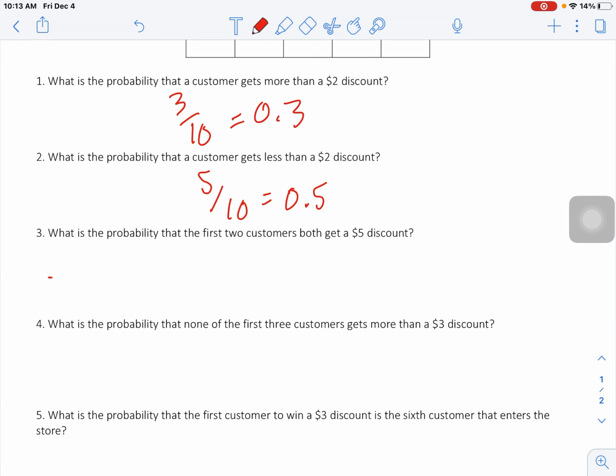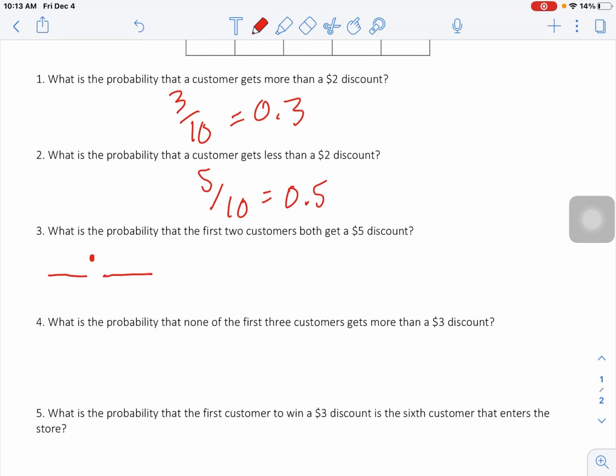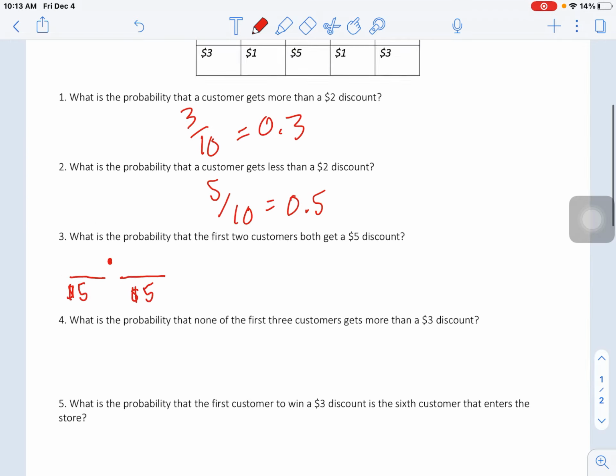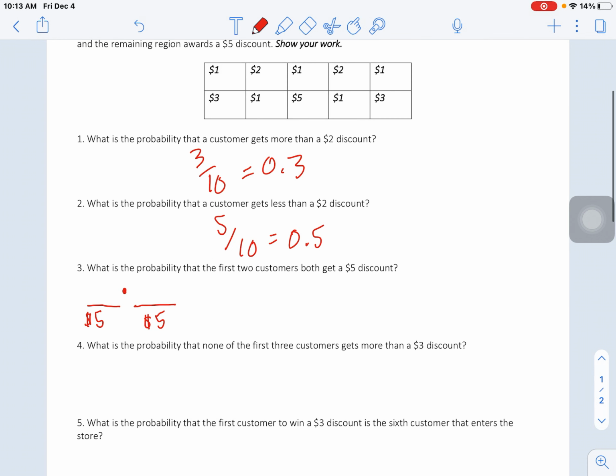Number 3, what's the probability that the first 2 customers both get a $5 discount? Right, so we want the first one to get a $5 discount and the second one to get a $5 discount. Remember, when you think of the word and, that's a multiplication property. So the probability that the first one is a $5 discount is 1 out of 10.